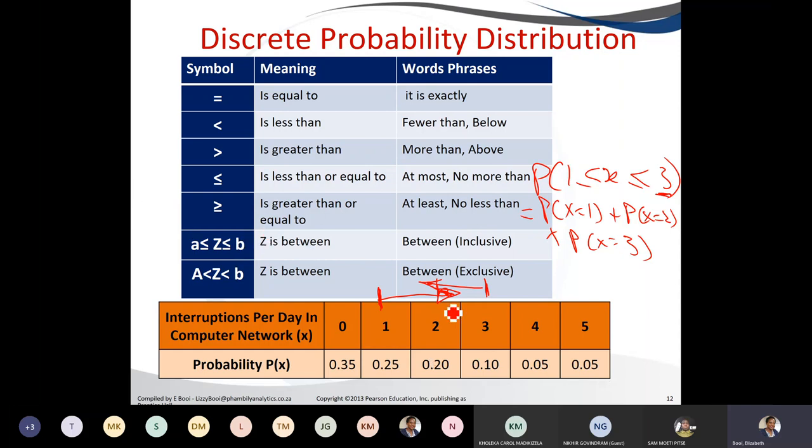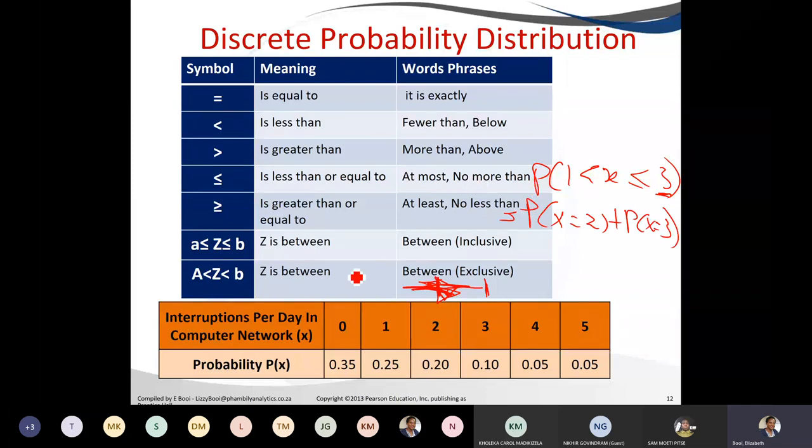And if they ask you, what is the probability that only one side is inclusive? So let's say, for example, they might say X is bigger than 1, but it does not include 1, and it's less than or equal to 3. So it doesn't start right here. It's not inclusive of that. But it's somewhere between those two. So it will be the probability of X is equal to 2 plus the probability that X is equal to 3, because it includes 3, but it does not include 1. So if it does not include 1, but it's bigger than 1, it will only be 2 and 3, because it cannot be bigger than 3.